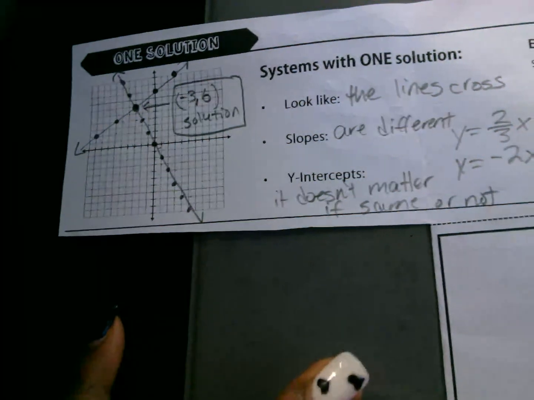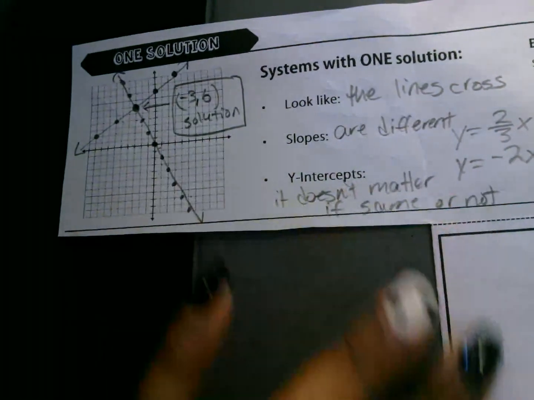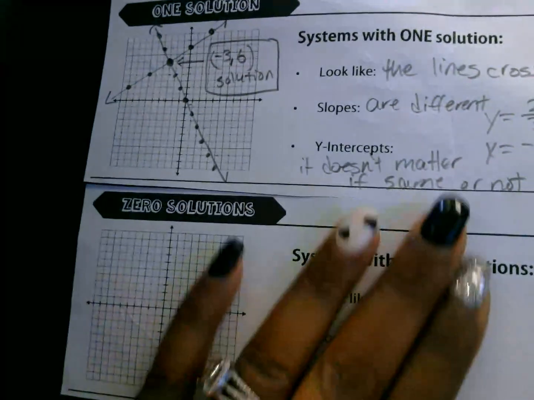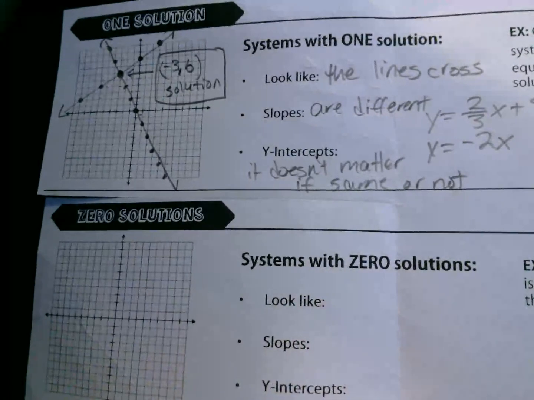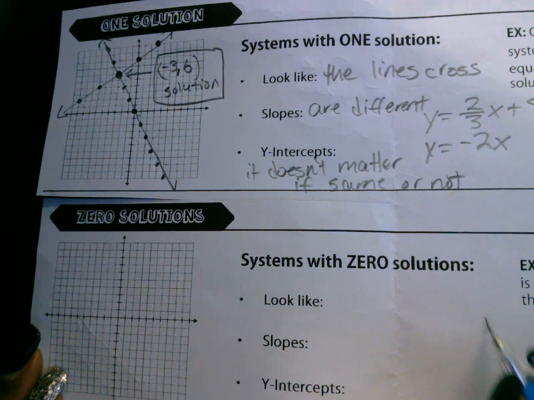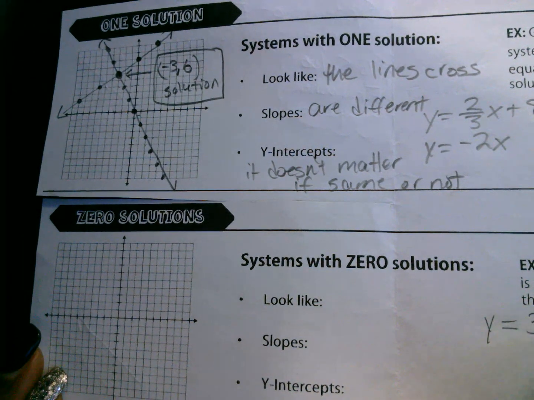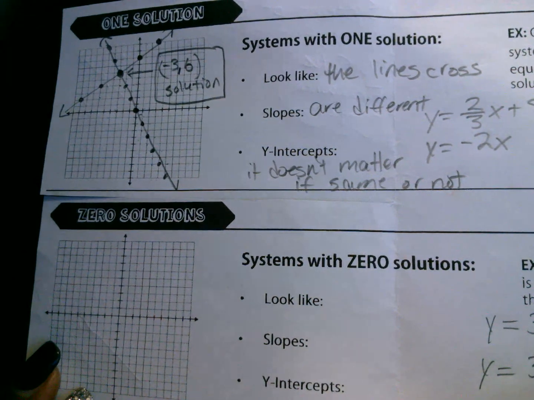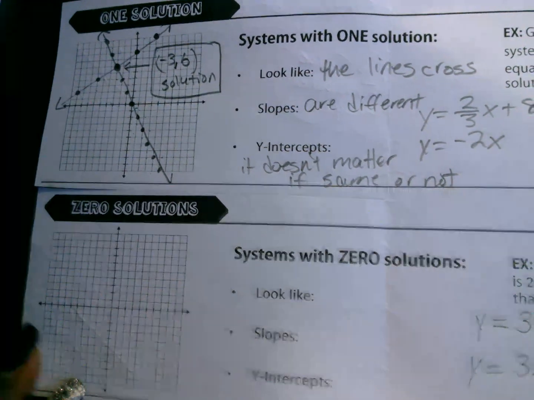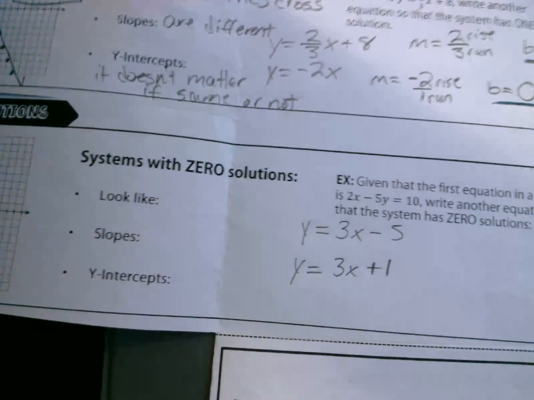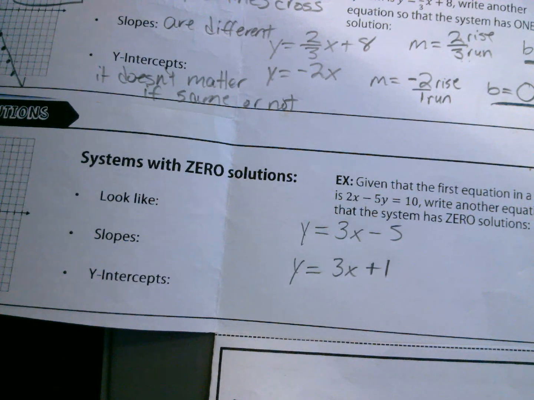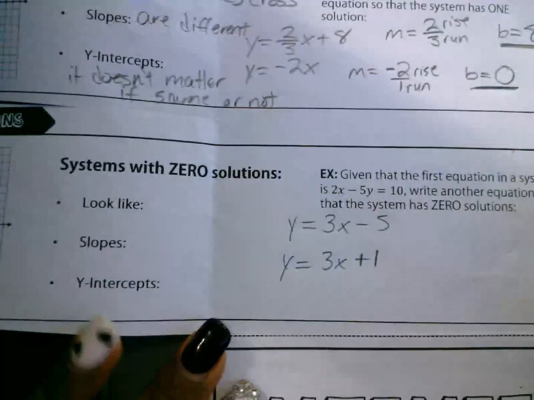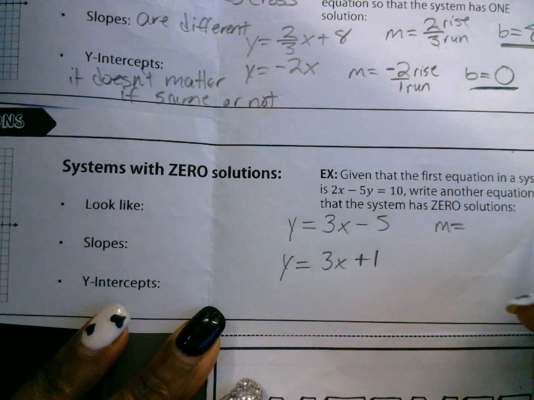That means these lines are never going to cross each other. Therefore, the lines would be parallel. So let's graph these two equations. Let's graph y is equal to 3x minus 5, and then y is equal to 3x plus 1. In order to graph the lines, you have to identify what your m and your b is.